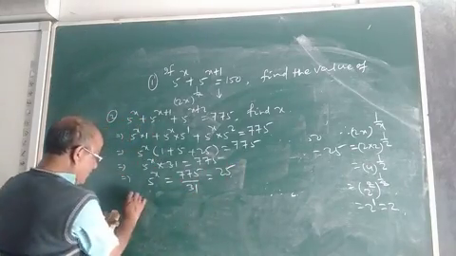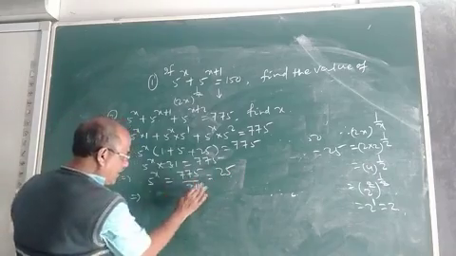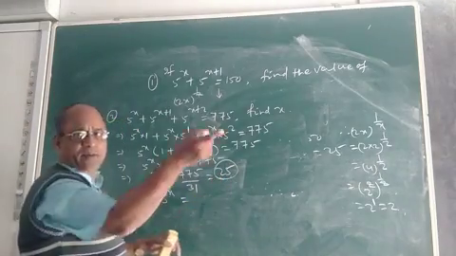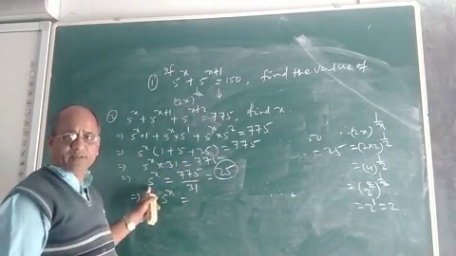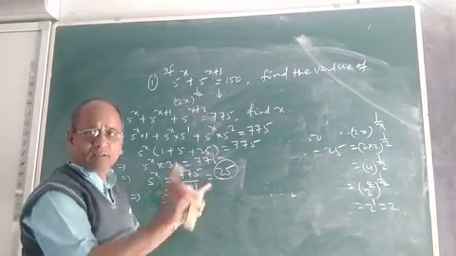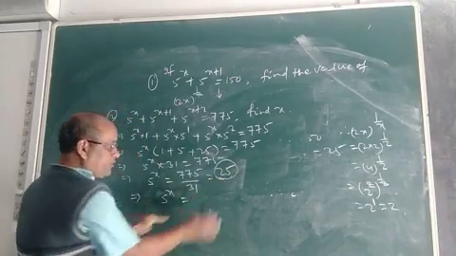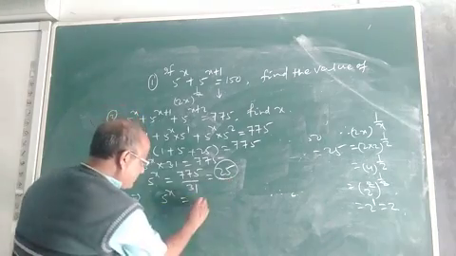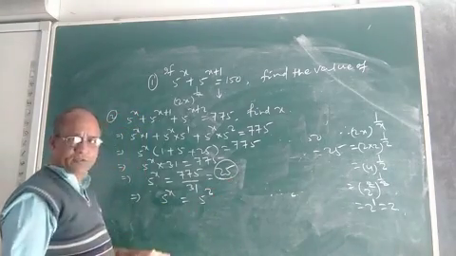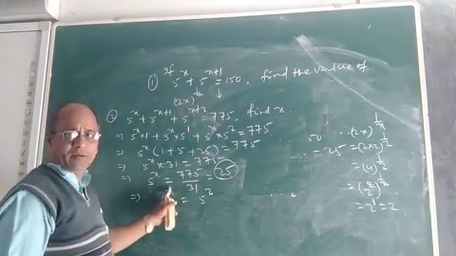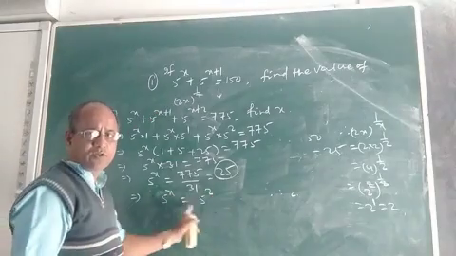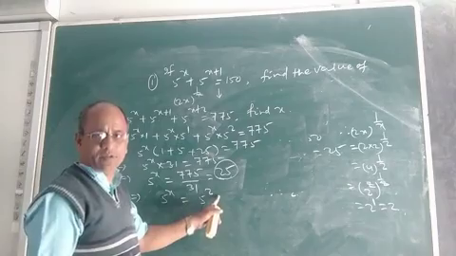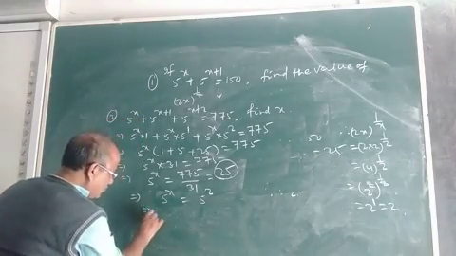Now 5 to the power x is 25. Again, we have to express 25 with base 5, because on the left hand side the base is 5 and we have to make the base the same on both sides. Expressed as base 5, 25 is 5 to the power 2. So 5 to the power x equals 5 to the power 2. As the base is the same on both sides, their exponents will also be the same. That means x will be 2.